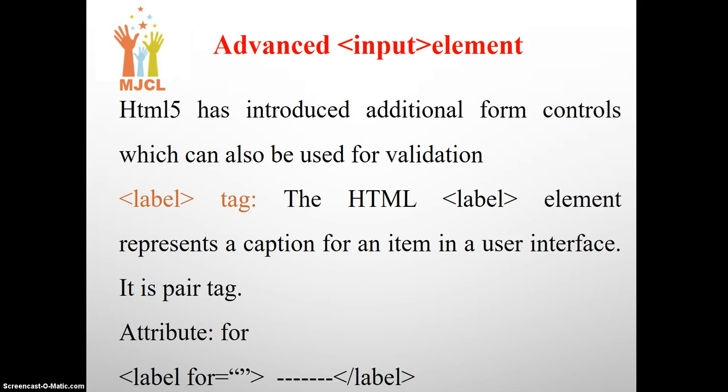First, in advanced input we learn the label tag. Label tag is also called a pair tag. Pair tag is a container tag, that means it has both an opening and a closing tag. It is used as a caption for an item in a user interface. The attribute of the label tag is for. Label for is equal to, you can write the name, here you write the content and label close.